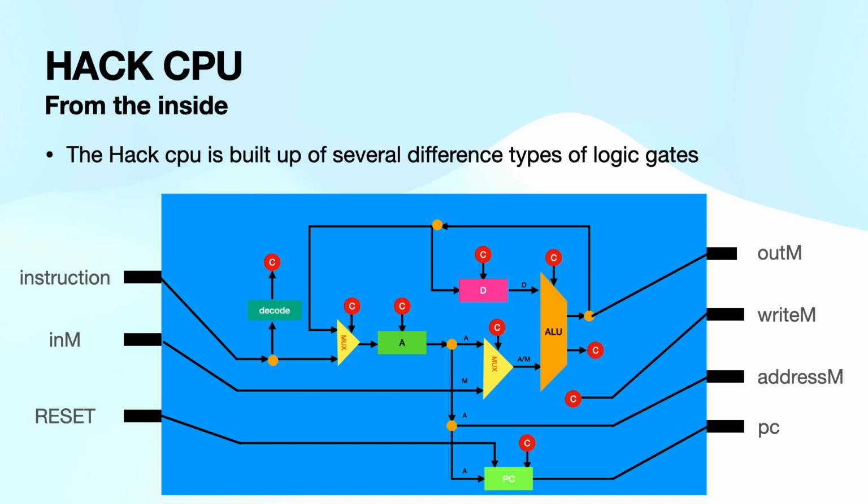Finally, we have something called control signals. These signals control the operations of the CPU. They do things like determining whether the instruction is an A or a C instruction, specifying the function of the ALU, and controlling the program counter.